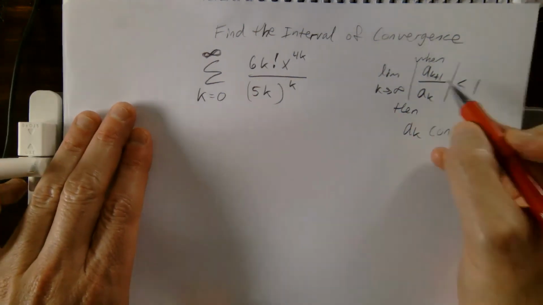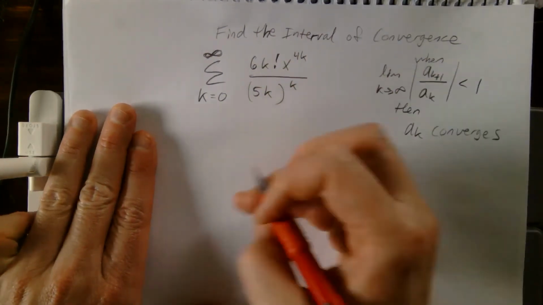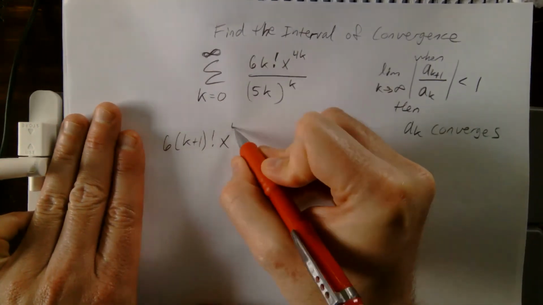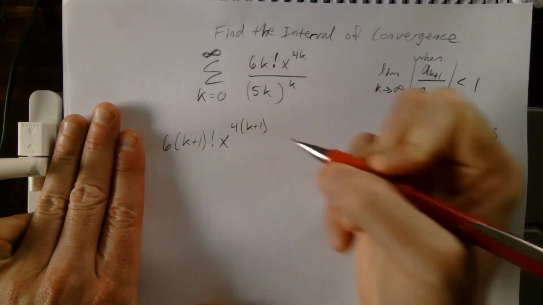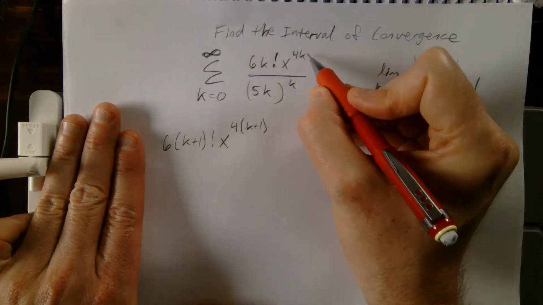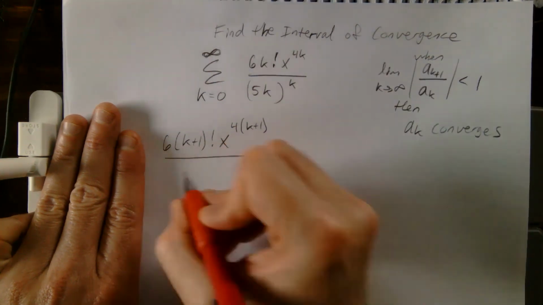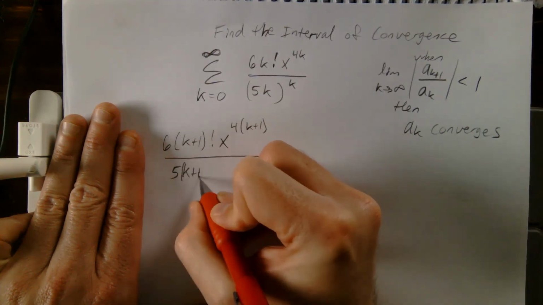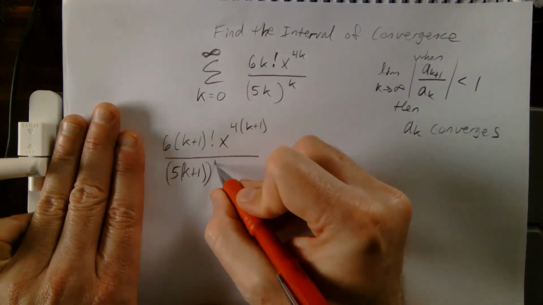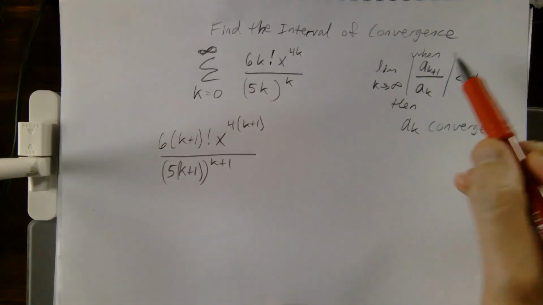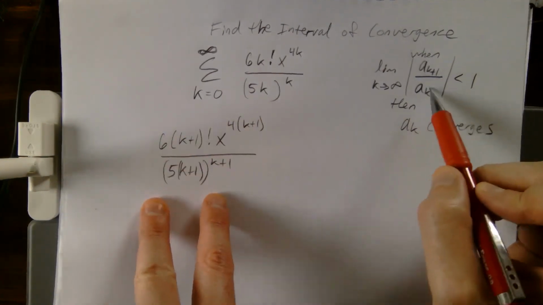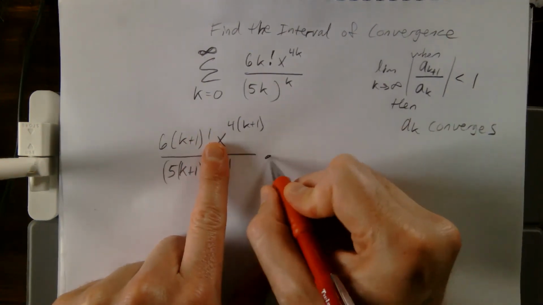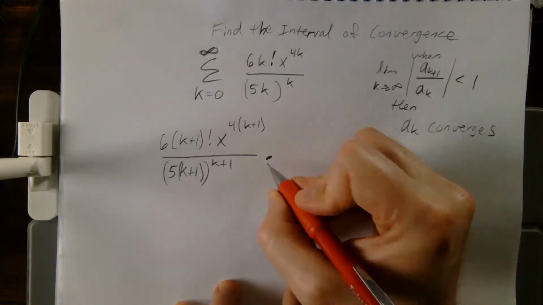So let's be very careful when we plug in k plus 1 here. Let's use parentheses to be very careful with that, or you might forget this. Don't just stick a plus 1 up here. It's 5 times parentheses k plus 1, not 5k plus 1. Now, a fraction divided by a fraction, we keep, change, flip, so it's a_{k+1} times the reciprocal of a_k instead of dividing by a_k.